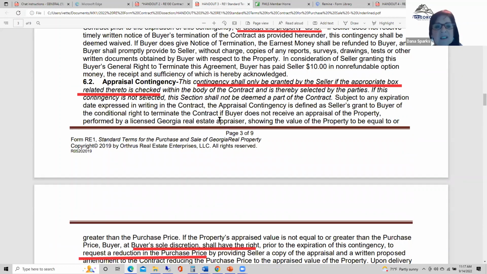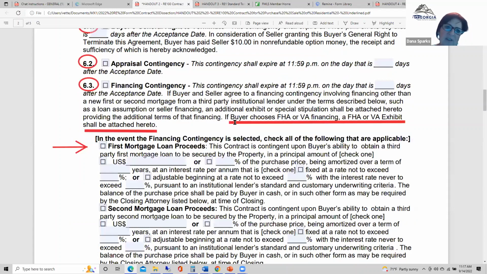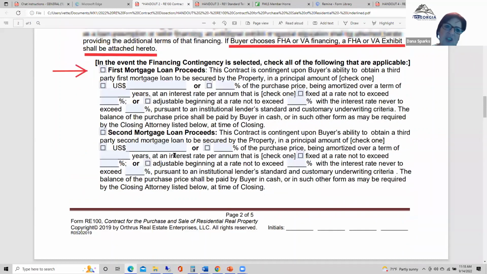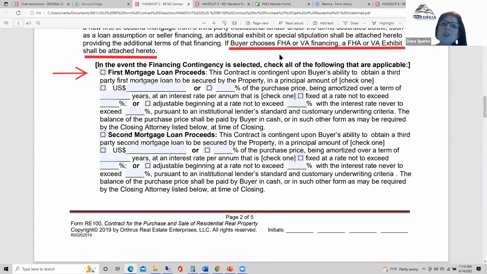Now, the buyer can ask the seller to sell it for less, but the buyer does have the right to immediately terminate the contract if they do so prior to that time frame, and they will get the earnest money back. If the buyer is getting an FHA loan, you still fill out this information in the purchase and sale agreement, but you do include the FHA or VA exhibit.